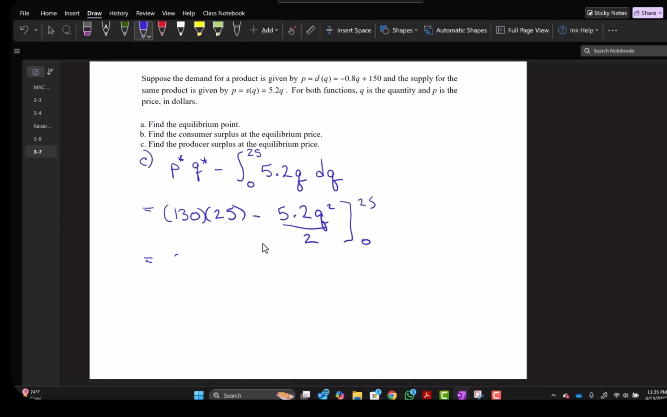130 times 25 is 3250, minus 5.2 divided by 2 is 2.6, times 25 squared, and if I plug in 0, I just get 0. This is equal to 3250 minus 1625, which is equal to 1625. That is my producer surplus at equilibrium.